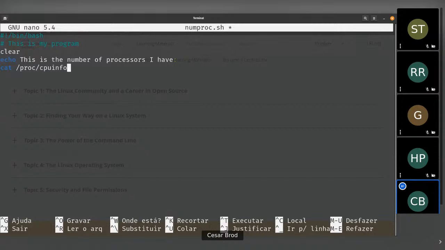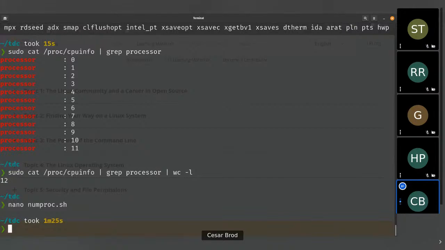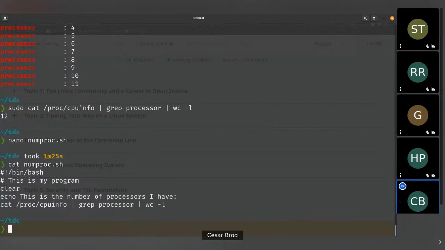Is that correct? Let's see. Pipe, grep processor, pipe, wc -l. Let's see if it works. I'm going to save and I'm going to exit. Let's take a look at our command, at our shell. Okay, here it is. Now let's execute.